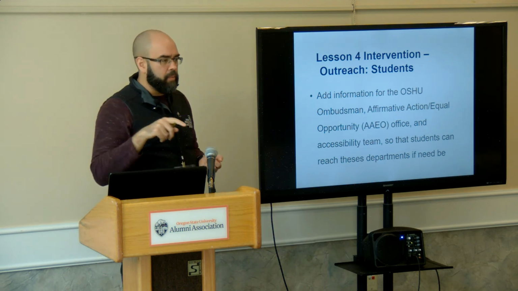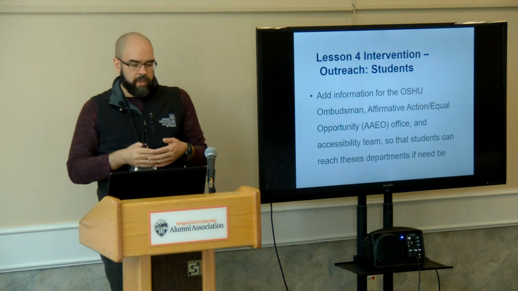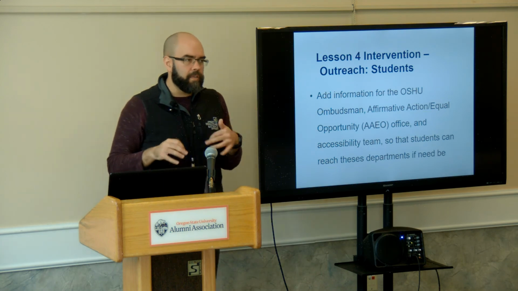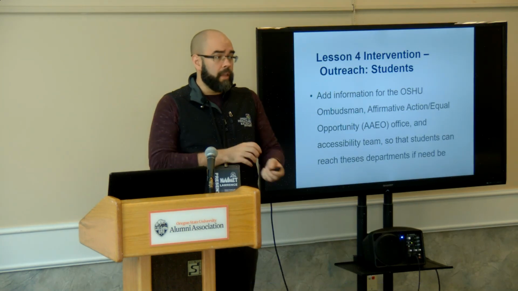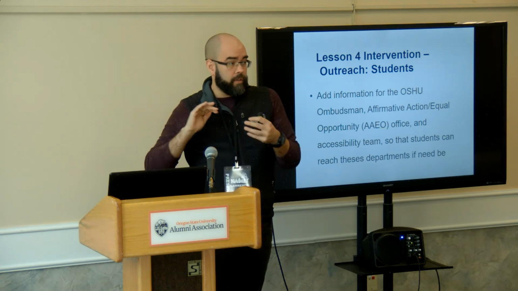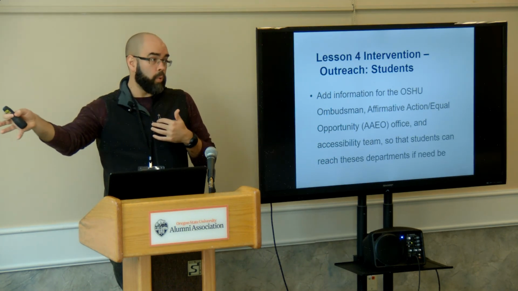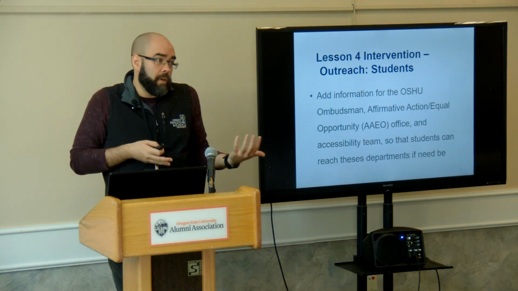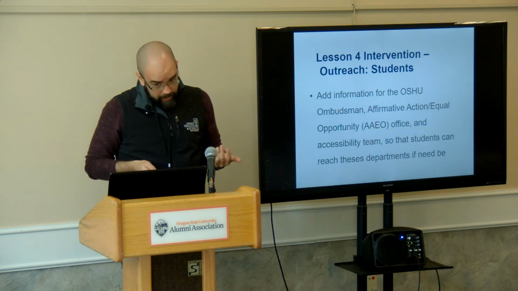But what we started doing to address this issue is put the OHSU Ombudsman, the AAEO office, and accessibility offices and Title IX offices, put their contact information to say, hey, if you have an issue that you need to report, here's who to contact, and they can assist you in ways that this tool is not really built for. Because we want to know if there's something going on. We want to know so that we can hopefully fix it and fix it quickly.